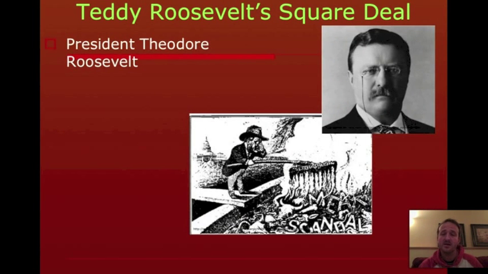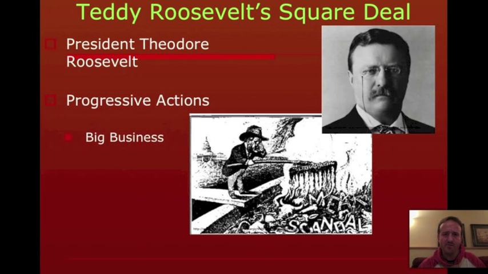So let's discuss Teddy Roosevelt and his square deal, because any progressive action that he takes basically revolves around this square deal idea. And the first area we can take a look at is big business. And what he becomes known as is the trust buster.